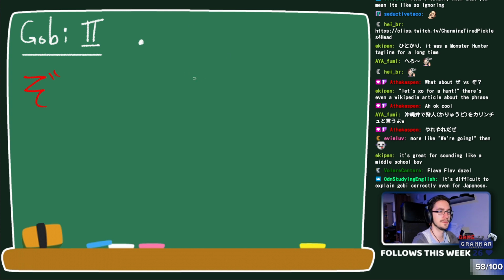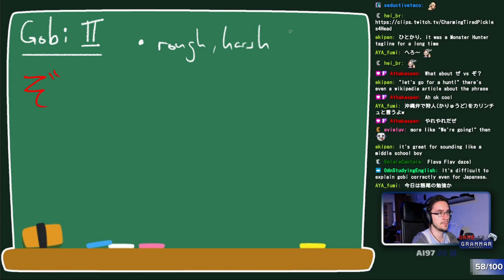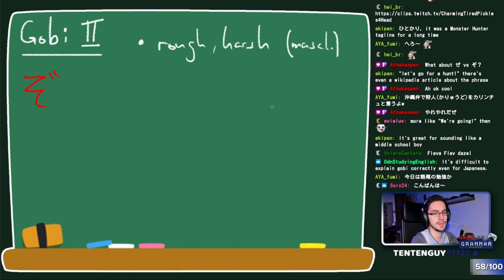Zo is, again, pretty harsh, pretty rough, kind of a harsh thing to say. And once again, generally still associated with masculine speech, which again in modern times isn't an exclusive thing anymore. You might see female speakers use it as well, depending on the situation and how they want to come across. So it's assertive. It's very assertive, okay?